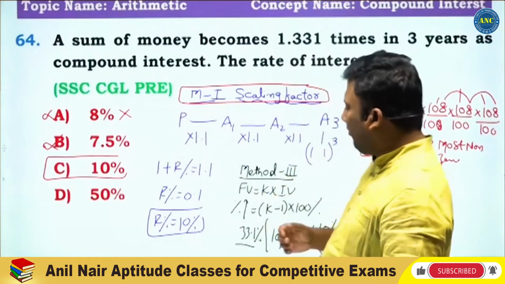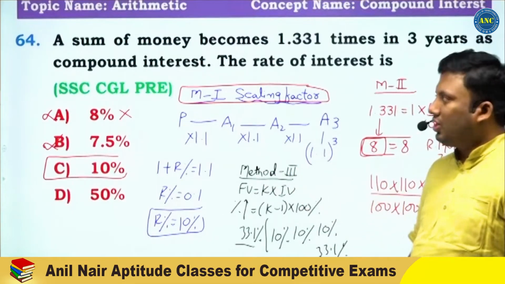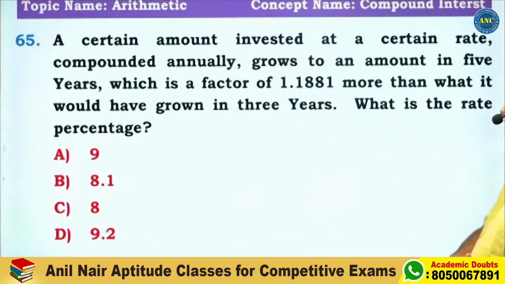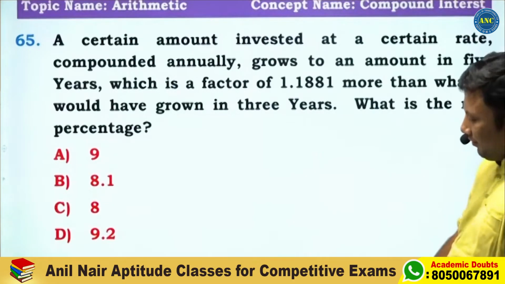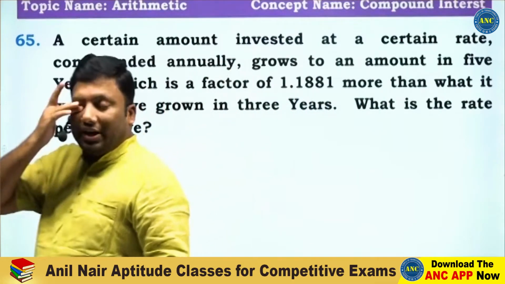Method 1 is a scaling factor. Method 2 is a digital sum. Method 3 is overall change. I hope this question is quite clear to you. Next one. Please read the question. First thing, we will read the question. Take some time and read the question.